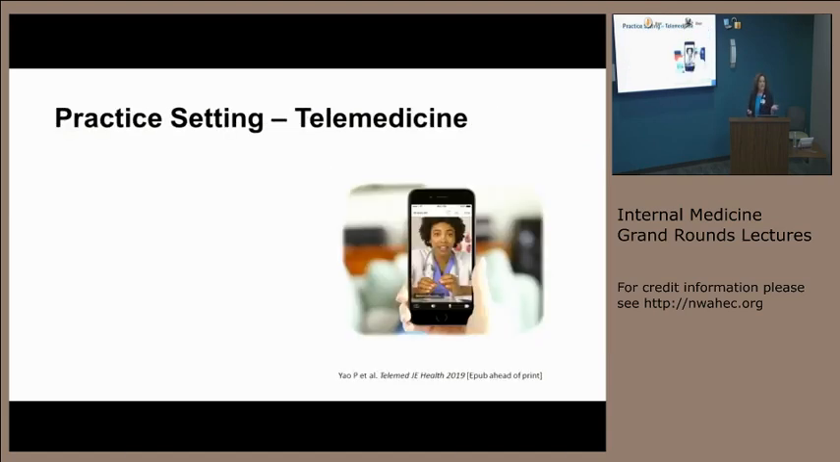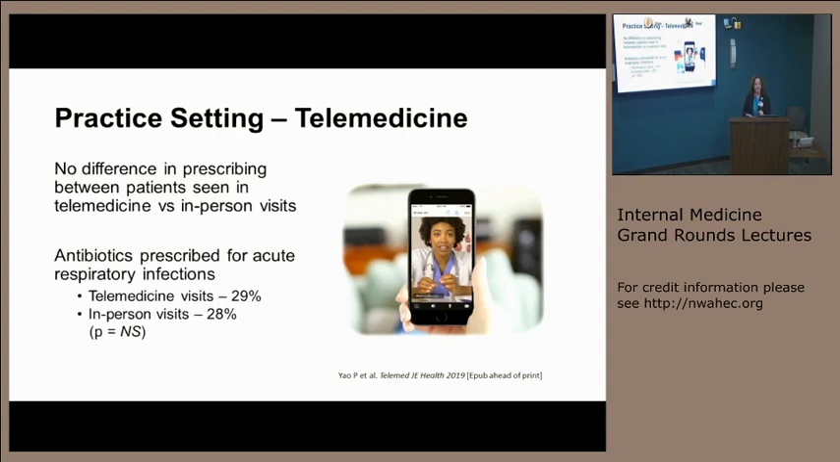How about telemedicine? So this is a unique and emerging practice setting, and you can imagine, because we can't actually lay hands upon patients, antibiotic prescribing might be an issue here. But at least from a very recent study out of Cornell, it seems like that is not the case. So they looked at about 500 visits and found no difference in prescribing for acute respiratory infections.